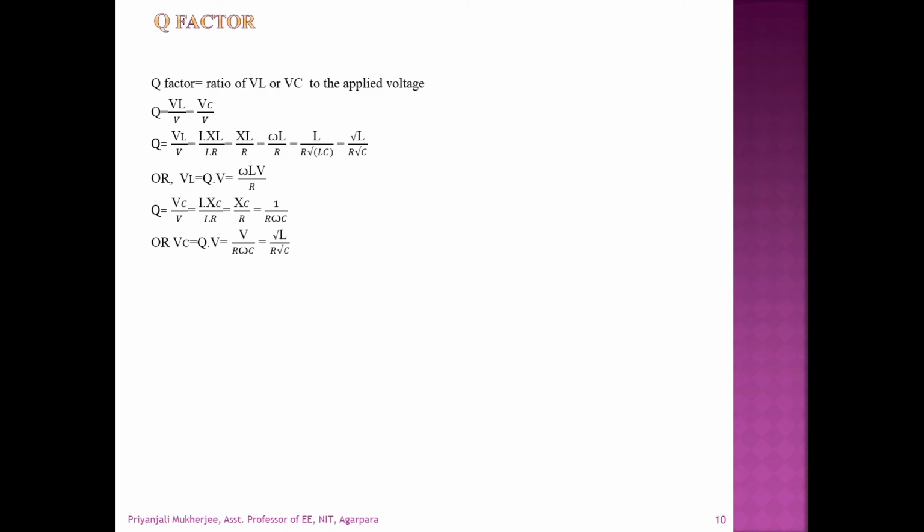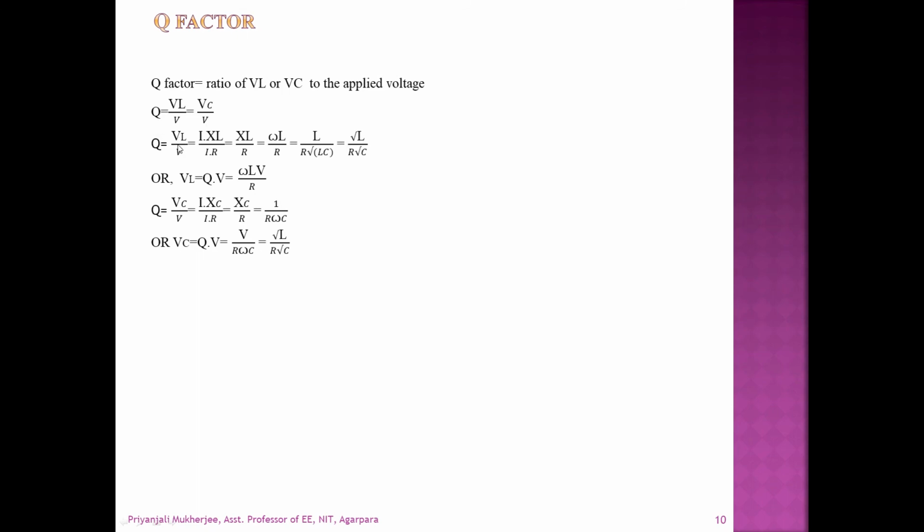Next is the quality factor, or Q factor, of a series RLC circuit. The Q factor of a series RLC circuit is defined as the ratio of the voltage across the inductor or the voltage across the capacitor to the applied voltage, and it is also called the voltage magnification in the circuit at resonance. So now Q can be written as VL by V, where VL is the inductor voltage and V is the supply voltage, and that is equal to Vc by V.